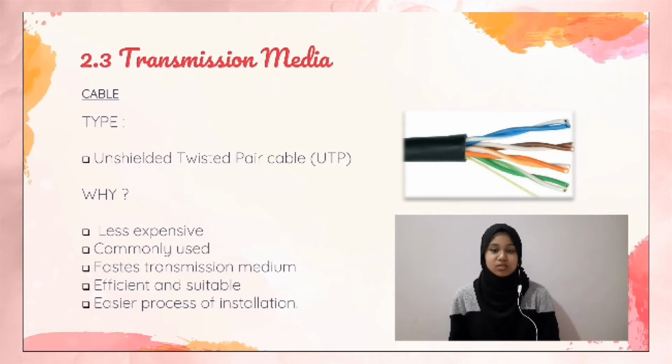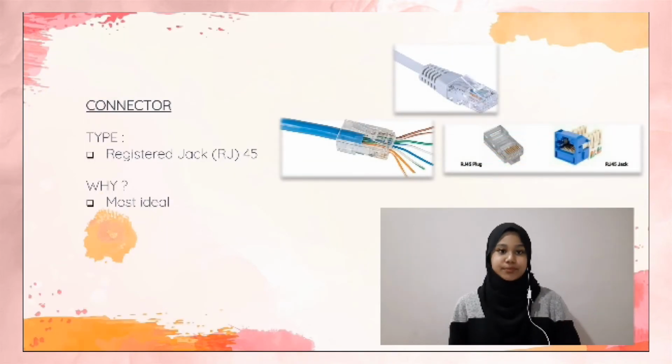UTP cables are also suitable to transmit data and voice, and the frequency range of this cable is between 100 Hz to 5 MHz. Moreover, UTP cables are dispensable and have an easier installation process. Next, we use the registered jack RJ45 as a connector to connect our cables. RJ45 is the most ideal connector because it has an 8-position plug for the connecting device connected to the local area network.